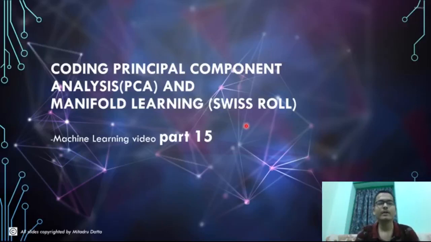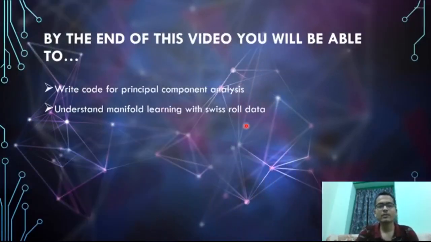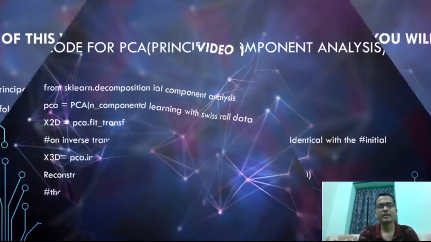In this video we are going to talk about the coding of principal component analysis, the mathematics and the theory portion we understood in the last video. We will also talk about manifold learning, and understand what it is using Swiss roll shaped data. We will see what exactly it means. So let us just start. By the end of this video we will be writing code for principal component analysis and understand manifold learning with Swiss roll data.